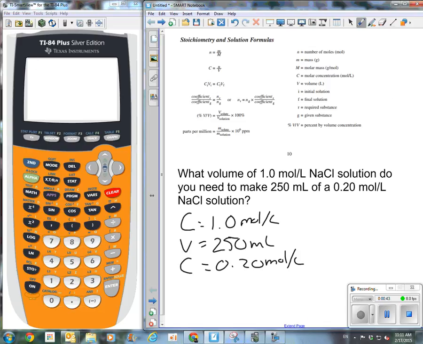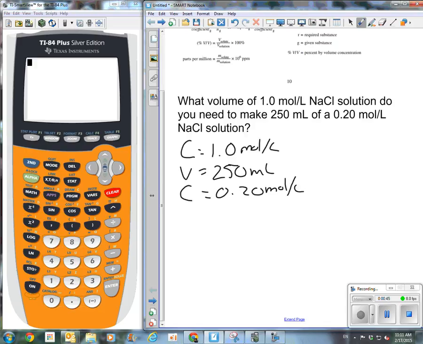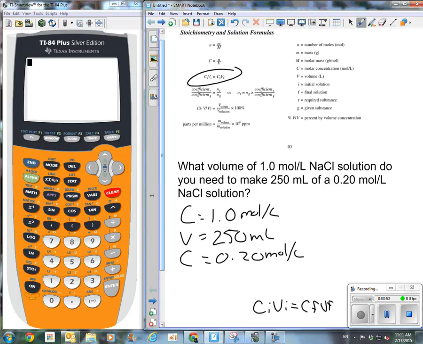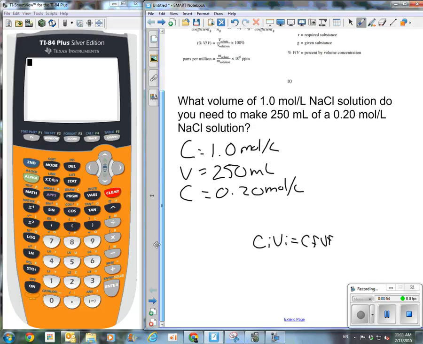So my formula here is going to be CiVi equals CfVf. Okay, and that is given to me up here. Why? Because I only have concentrations and volumes. And the question is asking me for what volume.